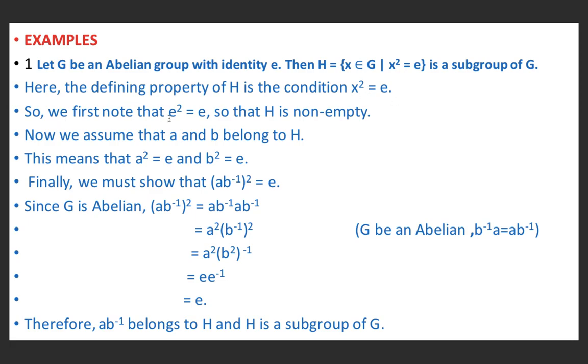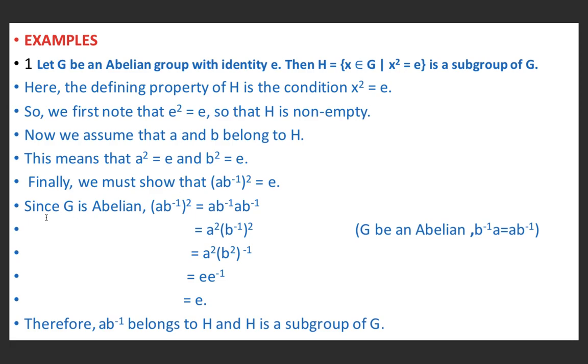So first we note that e square is always equal to e because e is the identity element of the group G. So e square is e, and it is an element of H because it satisfies this condition. So H is non-empty. Now we assume that a and b belong to H. If a and b are in H, it means a square equal to e and b square equal to e, because elements of H are defined like this. Finally, we must show that ab inverse whole square equal to e.